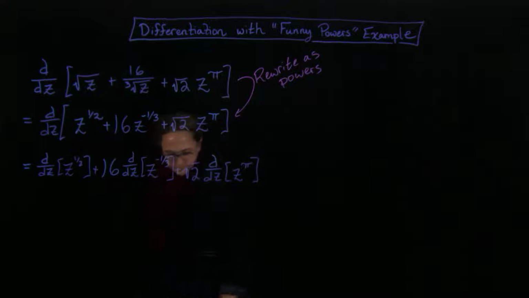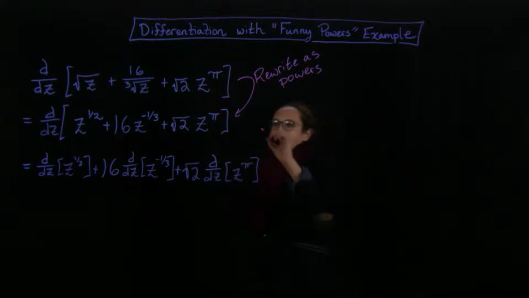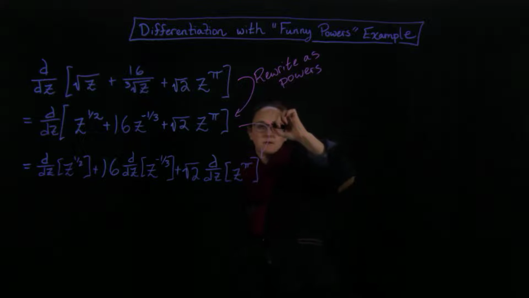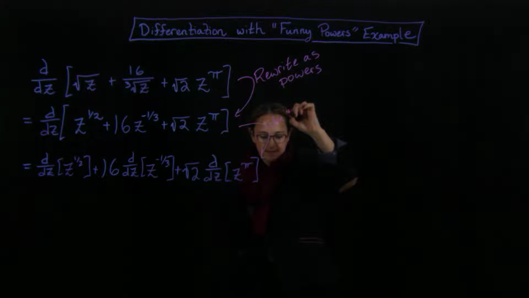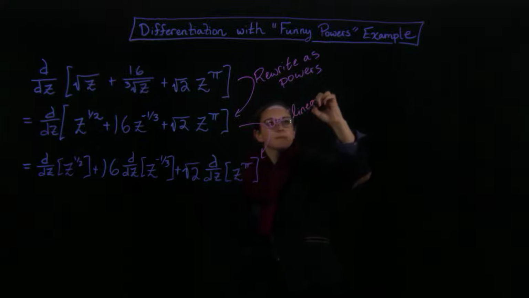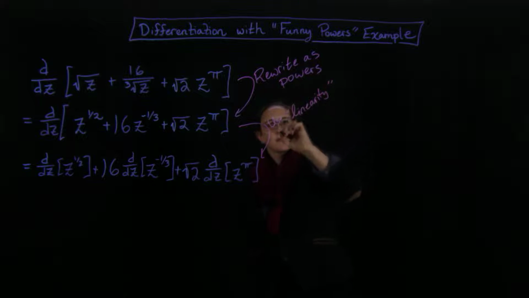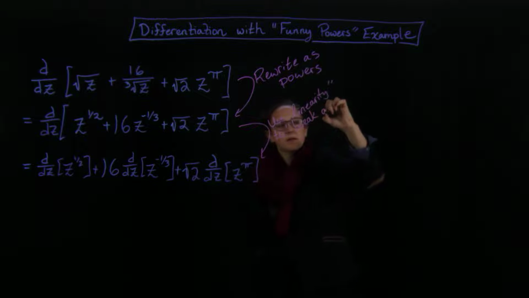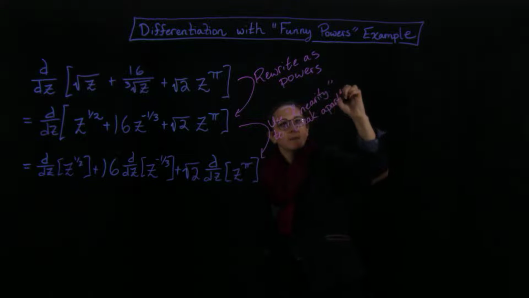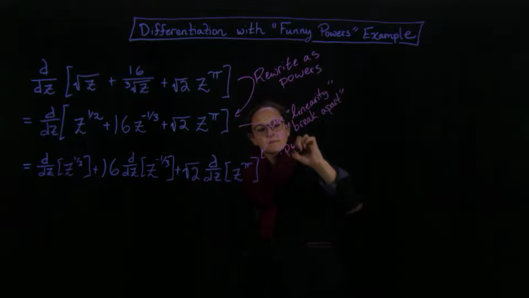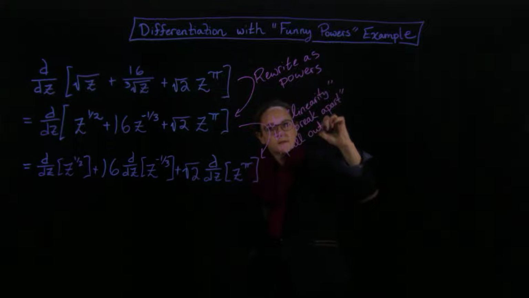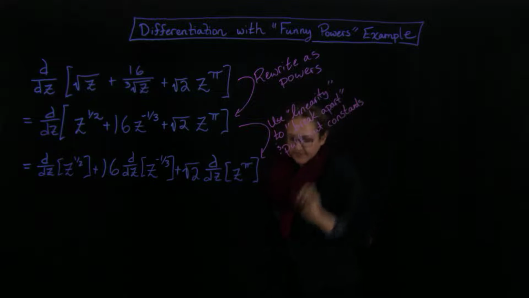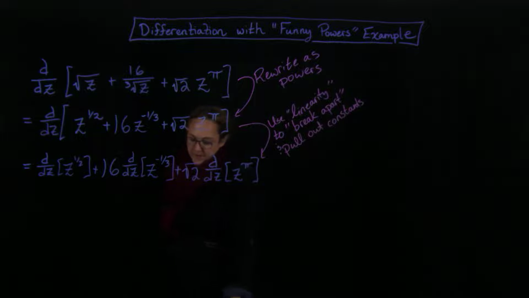What I did was use this linearity to break apart and pull out constants. That was all I did there. Now we're ready to go with the power rule.